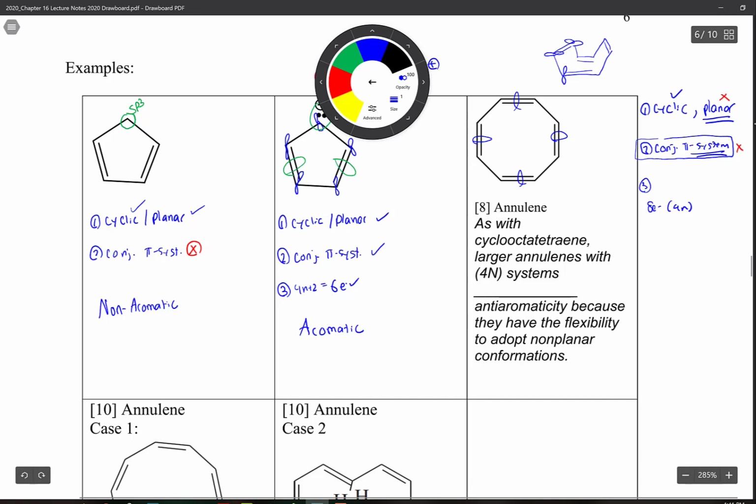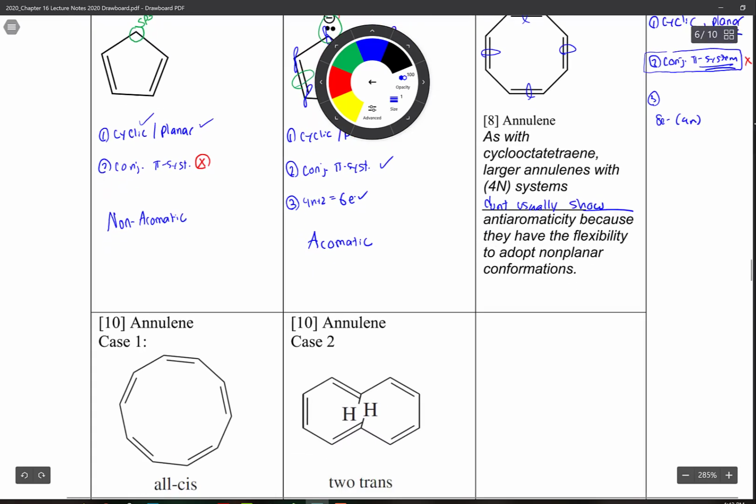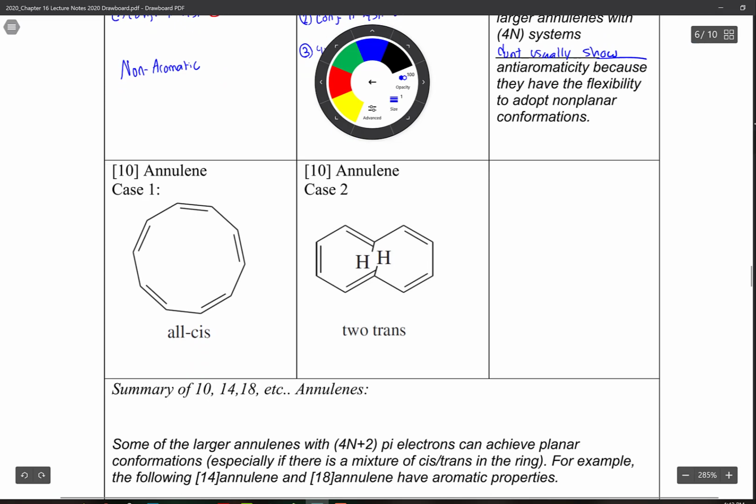Down here it says larger annulenes with 4n systems usually don't show anti-aromaticity because they have the flexibility to adopt non-planar conformations. That's one you have to commit to memory: this thing's big enough that it can bend. So typically if a molecule can avoid being anti-aromatic, then it'll try to do that.